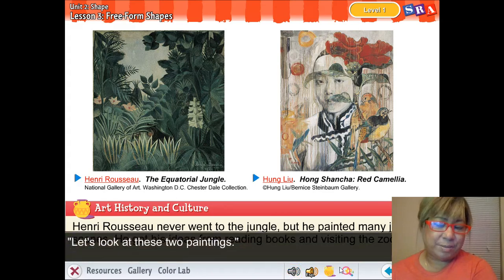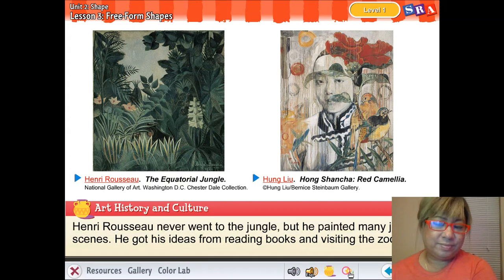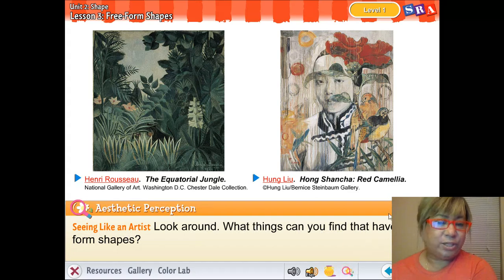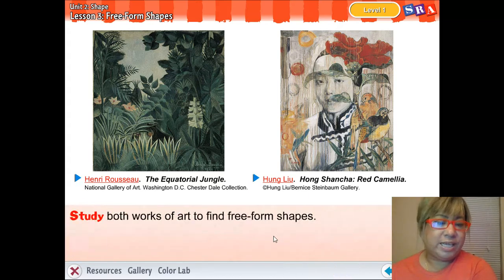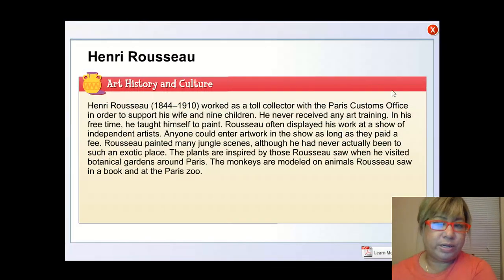Let's look at these two paintings. Okay, look around you. What are some things that have freeform shapes around your room? So we're going to look at this artwork really closely. It says study both works of art to find freeform shapes. First, let's look at this real quick.